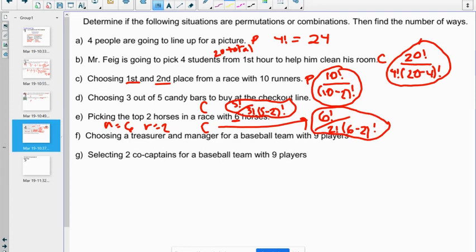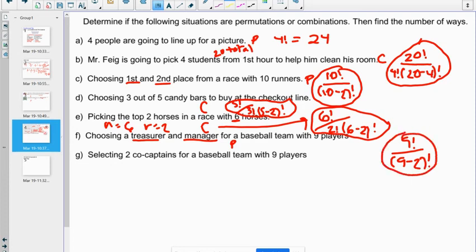Part F, we're choosing a treasurer and a manager. So does order matter? Yes, it does, because we're picking 2 different positions. If you assign someone to be a treasurer and a manager, that's different than if you were to flip their positions around. So n is 9, and r is 2 because we're picking 2 people. So this would be a permutation: 9 factorial over 9 minus 2 factorial.